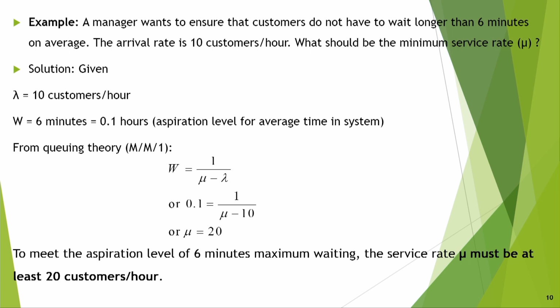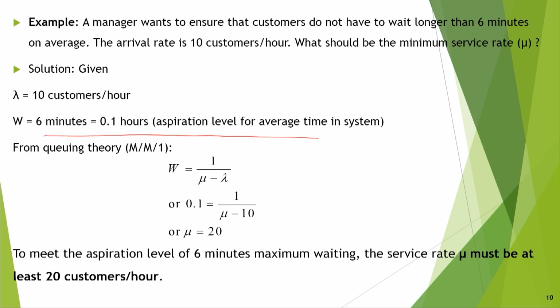So, if you want to find out, lambda is given, that is 10 customers per hour, W is equal to 6 minutes, which is equal to 0.1 hour, that is the aspiration level for average time in system. So, we have included this in the system actually. Here language becomes very important. Sometimes if you make a mistake, W_q may be different, waiting time in queue or waiting time in the system, that has to be understood. Sometimes even the questions are not very clear.